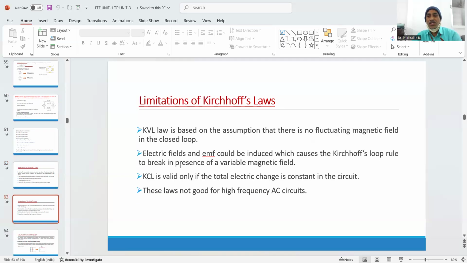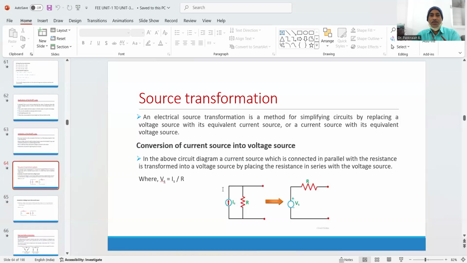Some of the limitations of KCL you can see are based on the assumption that there is no fluctuating magnetic field in the closed loop. Otherwise an electric field and EMF could be induced, which causes Kirchhoff's loop rule to break in the presence of a variable magnetic field. Also KCL is valid only if the total electric charge is constant in the circuit. And this law is not good for high frequency circuits.